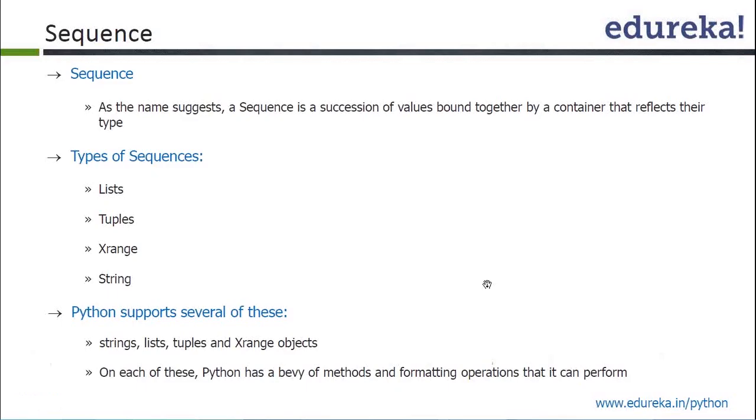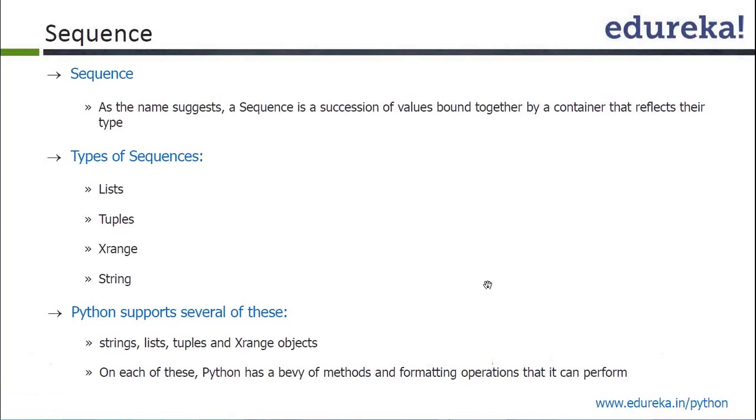Okay, now we move on to sequence. Sequence, as the name suggests, is a succession of values bound together by a container that reflects the type. There are 4 types of sequence: list, tuples, X-range, and string. So these are the types of sequence that Python has.